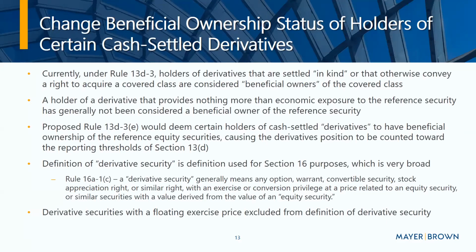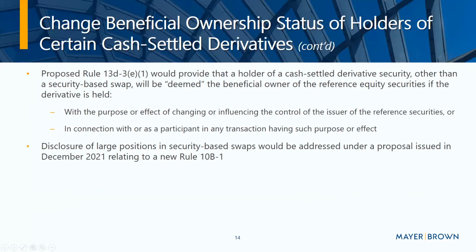So with that as context and background, if I could go to slide 14, please. As I mentioned, the proposed Rule 13D-3(e)(1) would deem holders of cash-settled derivative securities to have beneficial ownership if the derivative is held with a purpose or effect of changing or influencing the control of the issuer of the reference equity securities, or in connection with or as a participant in any transaction having that purpose or effect. Now, cash-settled total return swaps are outside this proposal, as I mentioned before. And in a bit, I'm going to go into a comparison of those two regimes. So could I have slide 15, please.